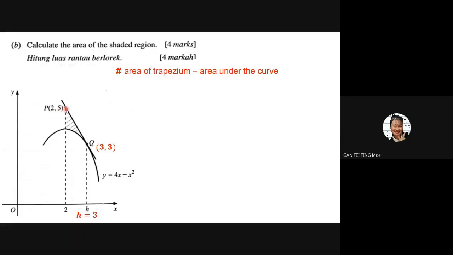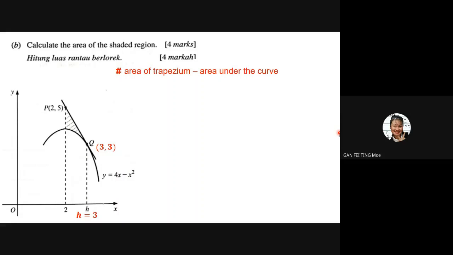Area of trapezium PQH2, this one, take away the area under the curve. This is the plan. Once planned, go straight into the formula. This is the area of trapezium. Then you take away the area under the curve, then you will get the shaded region.